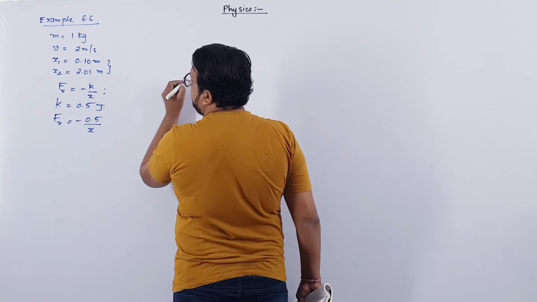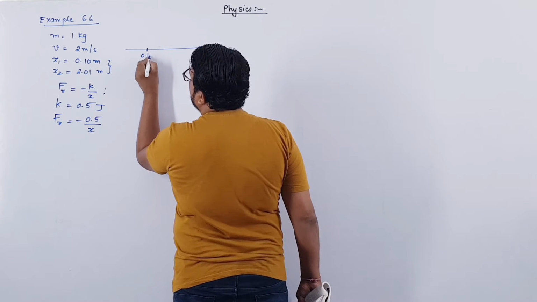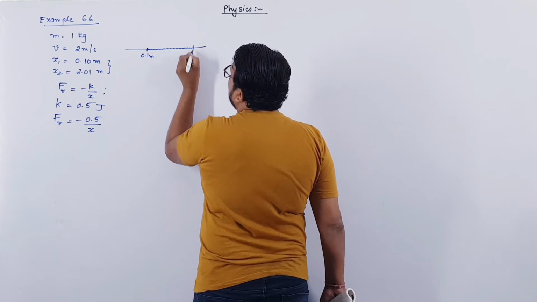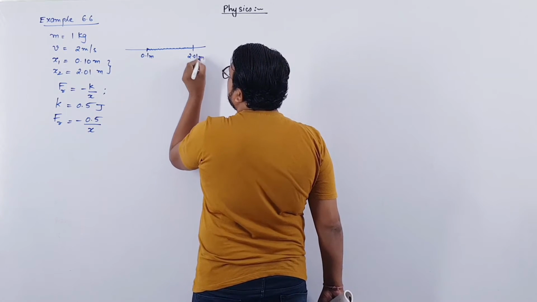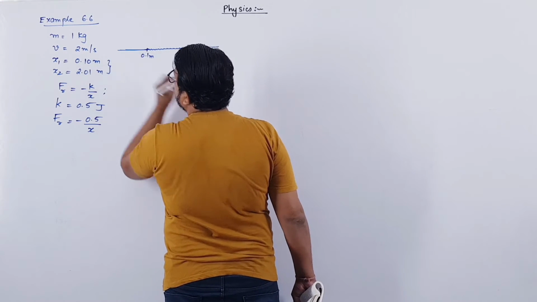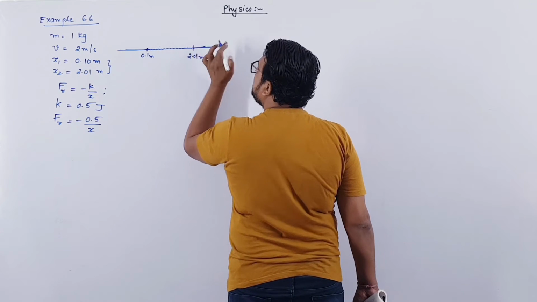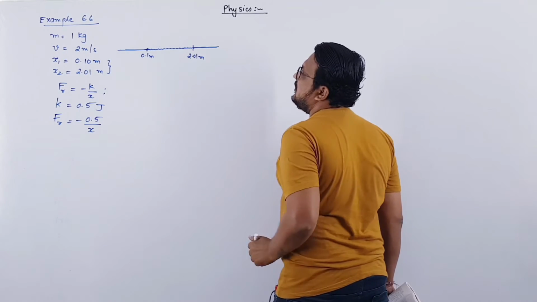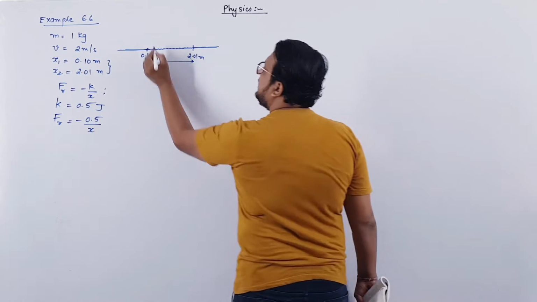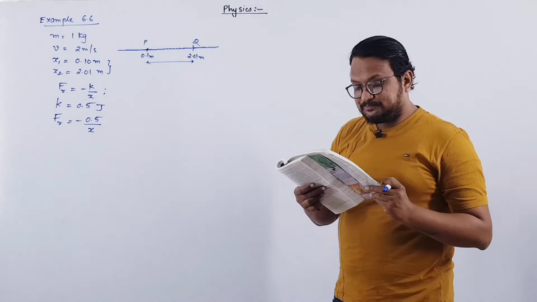It is something like this. If this is the surface, let us say this position is 0.1 meter. From here, it is a rough surface till here, and let us say this is 2.01 meter, and then again the surface is smooth. So before 0.1 meter the surface is smooth, no such force will act. After 2.01 meter, again the surface is smooth, so no such force will act. The force will act only between these two points, let us say P and Q.